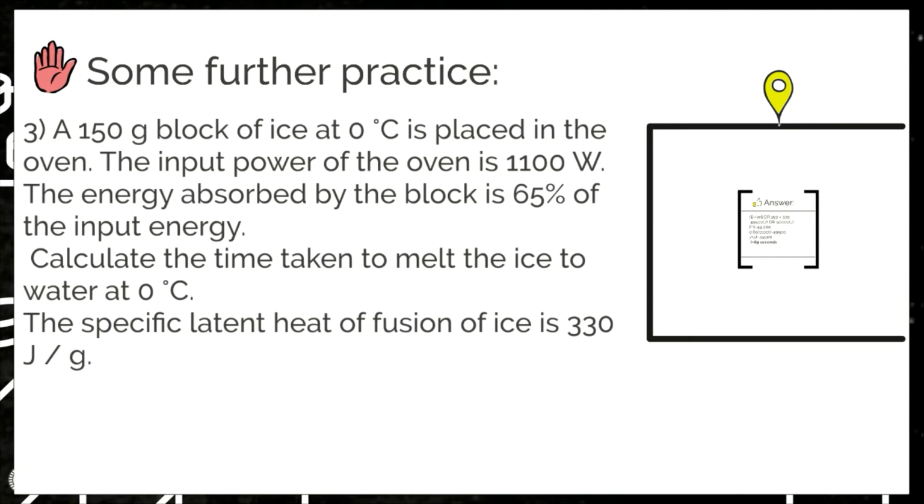Some further practice. A 150 gram block of ice at 0 degrees Celsius is placed in the oven. The input power of the oven is 1100 watts. The energy absorbed by the block is 65% of the input energy. Calculate the time taken to melt the ice to water at 0 degrees Celsius. The specific latent heat of fusion of ice is 330 joules per gram. Pause this video and note down the answer on a separate piece of paper. Once you're done, you may continue.